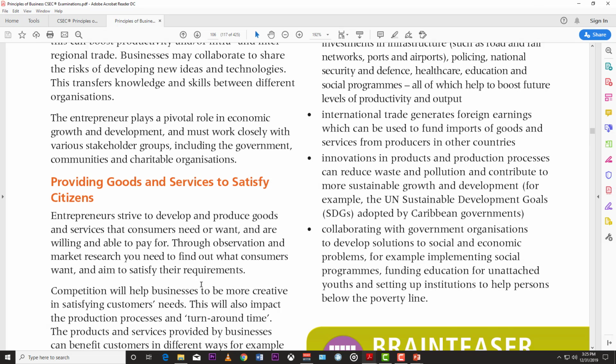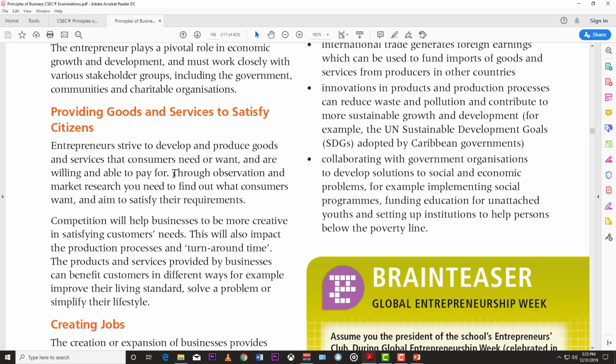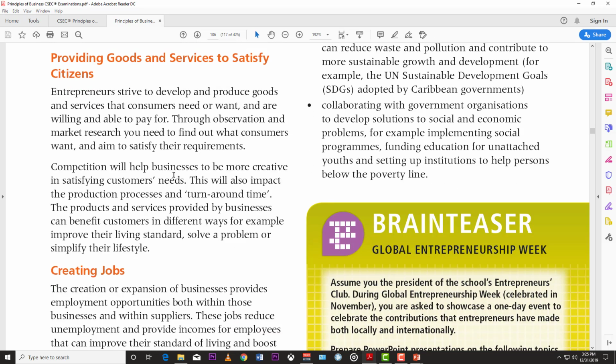Of course, you have providing goods and services, an obvious one. These last two are very obvious. Providing goods and services to satisfy citizens, and of course job creation, creating jobs. Clearly, entrepreneurs are the ones who provide certain goods and services that persons within the economy can take advantage of. You know, banking sector, transportation sector, technological sector, gas, the petrochemical sector, the fast food joints, those kinds of things.